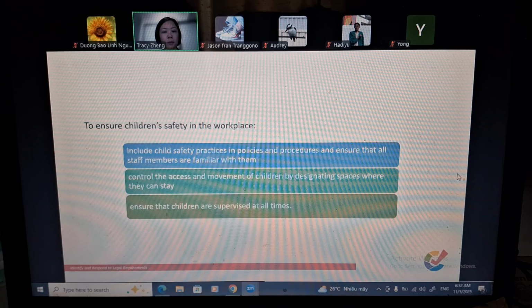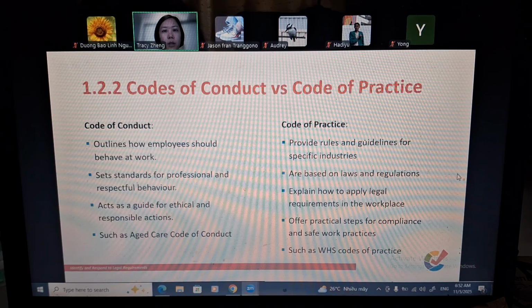All right. Okay. So the next thing we would like to discuss is one of the key legal and ethical requirements: all of you, the aged care workers, must follow the code of conduct and code of practice.